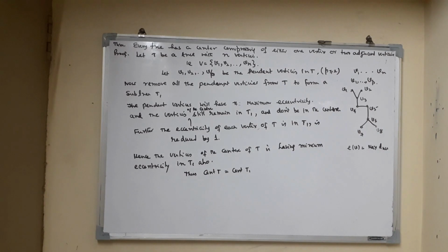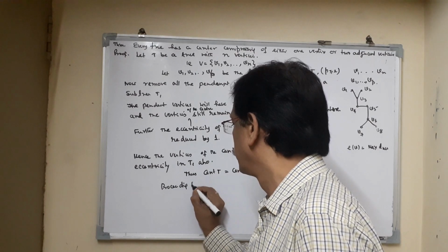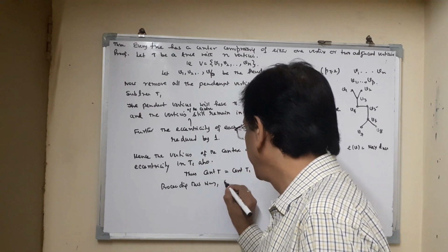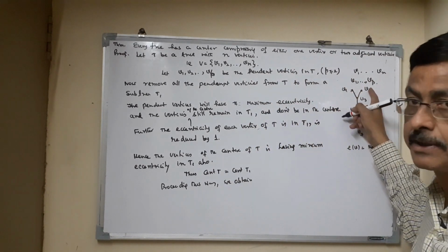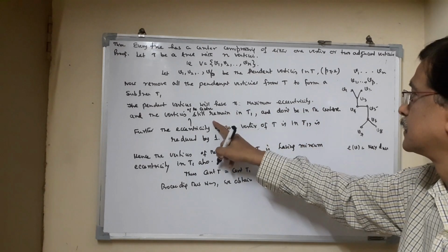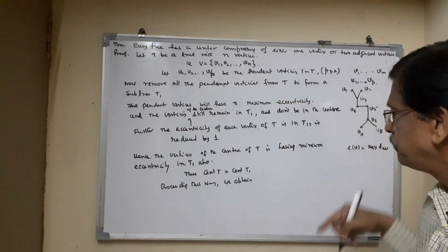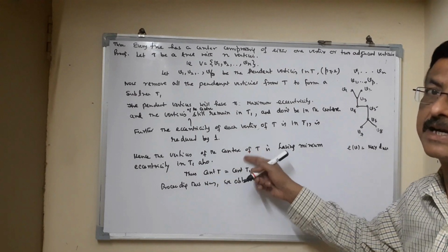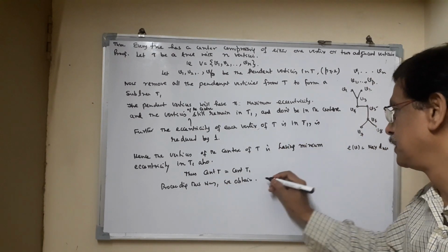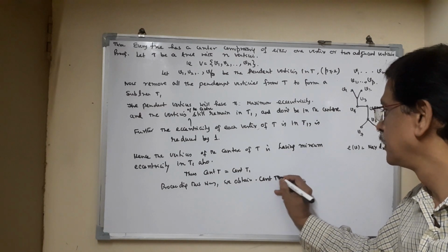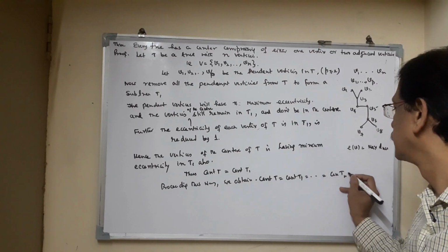Now proceeding in this way, we obtain, I'm removing the pendant vertices, so it will have the maximum eccentricity, so centers will remain in T1 even if I remove the pendant vertices. Hence the center of T and center of T1 are the same. Now go on by removing, we obtain center T equal to center T1 is equal to, and so on, center Tm.